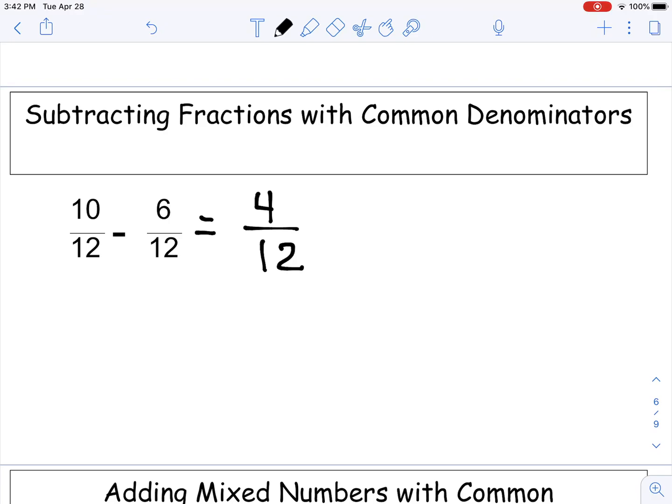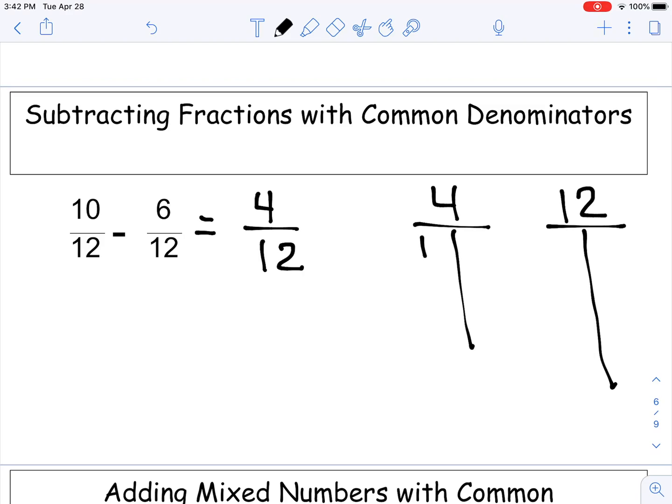Now, questions to always ask yourself when simplifying. Is the top bigger than the bottom? Is 4 bigger than 12? No. So then the next thing is, do they have a GCF besides 1? And that's where those T-charts were helping us. Some of you might know the GCF just by looking at it. But if you're not sure, use your strategy, make a T-chart.